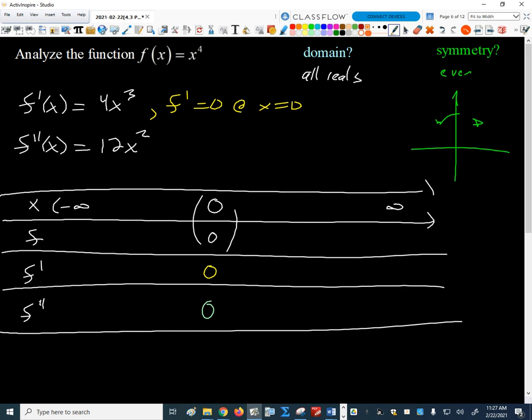This time, if I check test values, the value of the second derivative is positive everywhere. So that seems a little strange, doesn't it? Positive concavity to the left of 0 and positive concavity to the right of 0, and no concavity, 0 concavity at 0. Okay, does that make sense? I mean, think about that.